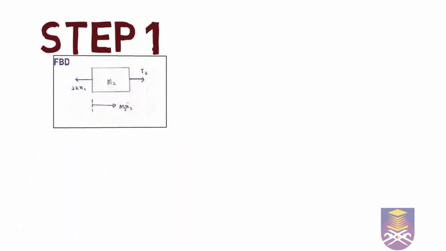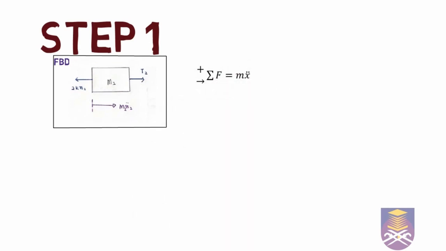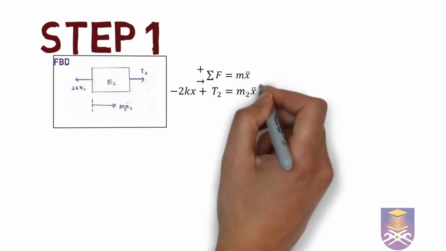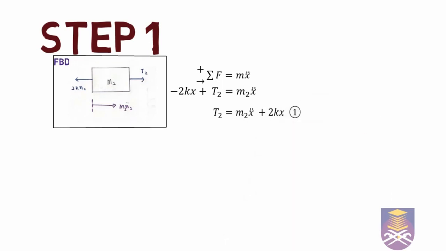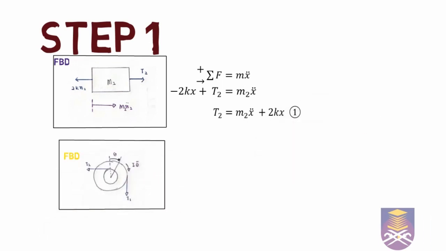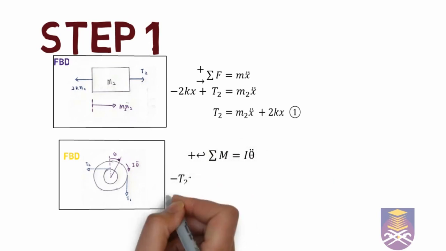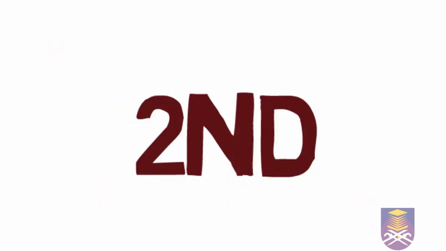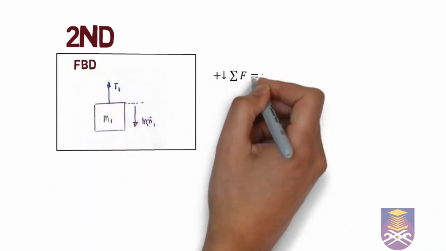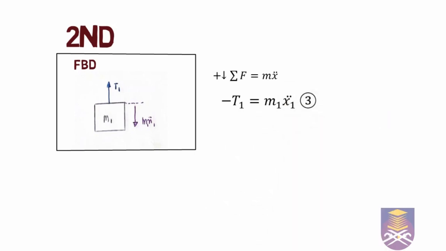Moving on to step 1, which we need to find the summation of force for mass 2. And we get the value of T2. Then we label this equation as equation 1. Next, do the summation of moment and gain equation 2. Next, do the summation of force for mass 1, and we are able to get the negative T1 equation, which is labeled as equation 3.